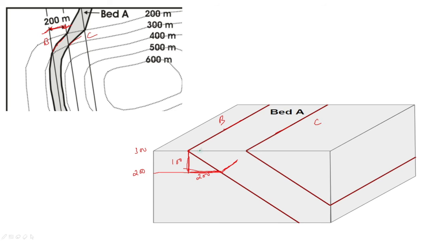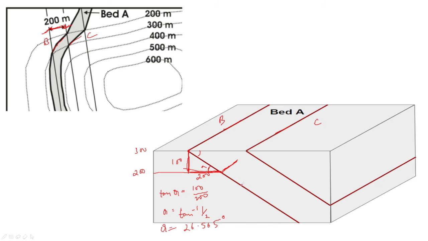Now we'll apply some trigonometry. We will calculate this angle, tan theta equals 100 upon 200. So theta will be tan inverse 1 by 2, which will come out to be 26.565. So this is the dip angle. And now we are very close to the answer.